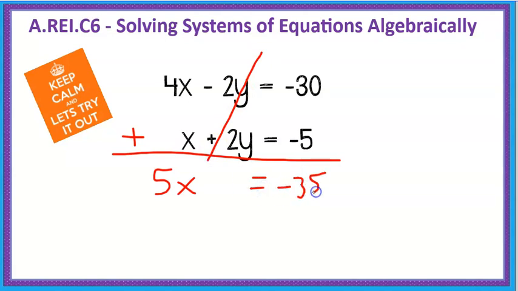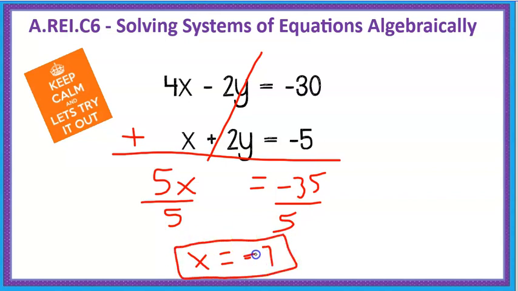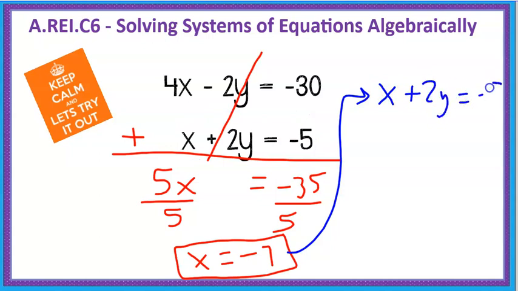You now have a single variable. Solve for that variable, then take that value, -7, and use it as your substitute. You can use either sentence. This time I'm going to choose the second one. x plus 2y is equal to -5.